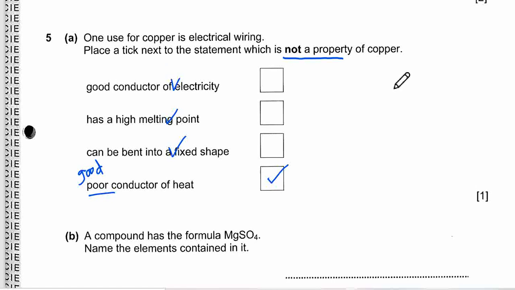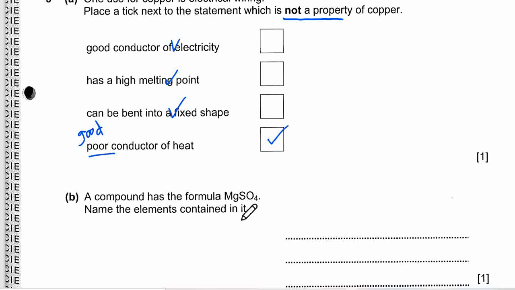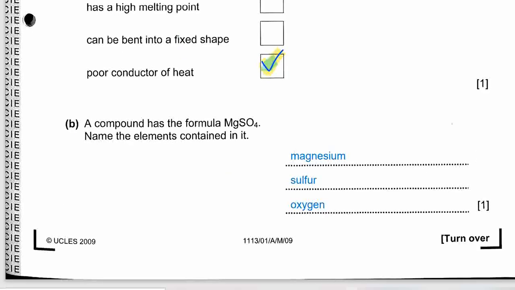Now let's move on. Question B. When a compound has the formula MgSO4, name the elements contained in it. So Mg is for magnesium, S is for sulfur, O is for oxygen. You just write it down. So that's the answer: magnesium, sulfur, then oxygen.